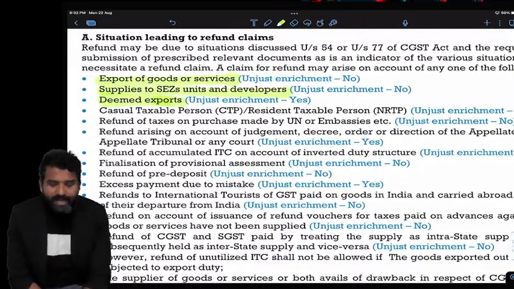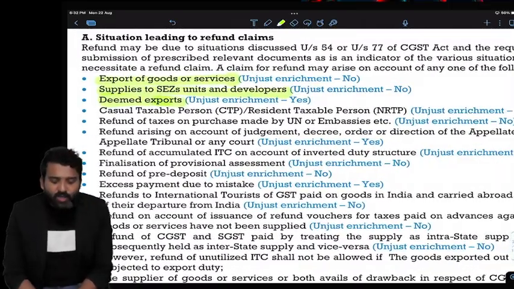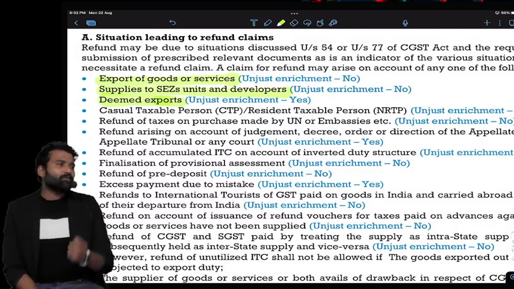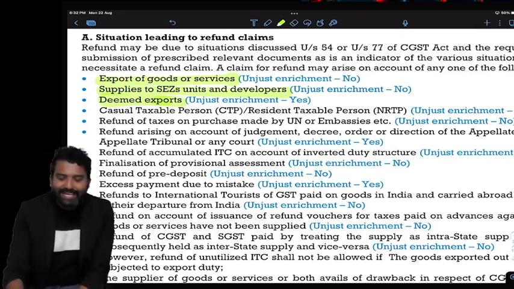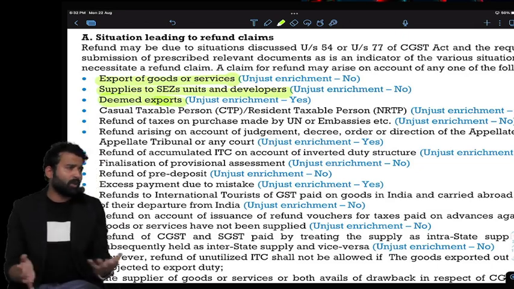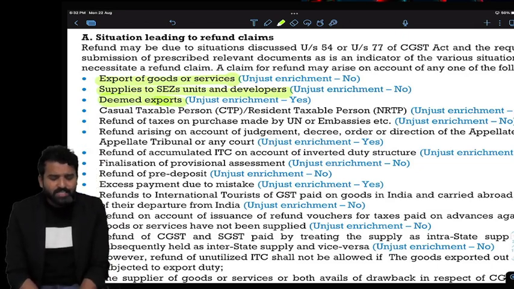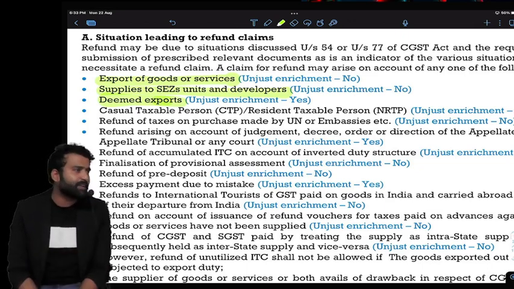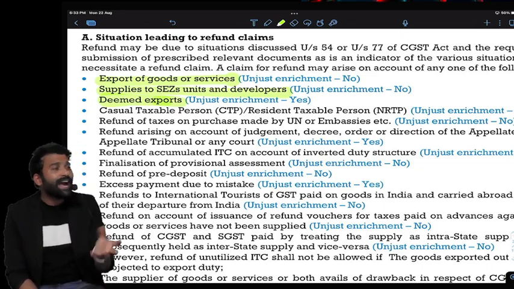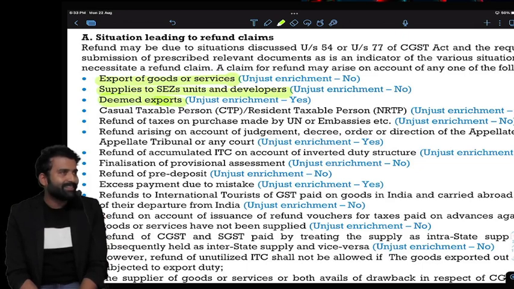Yeah. Now, case number 4 is casual taxable person or NRTP. I have a question for all of you. Why can they claim the refund, and for what amount? A casual taxable person or NRTP, why can they claim the refund of GST and why are they claiming the refund? Anybody?